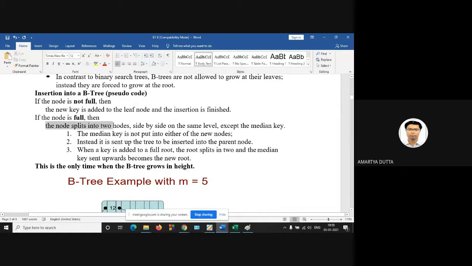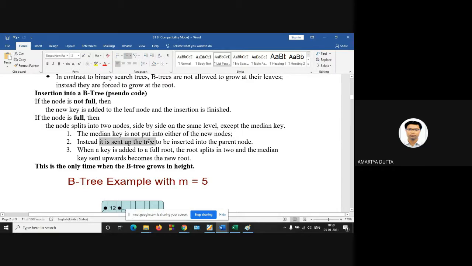We have to split the particular node into two nodes side by side on the same level, except the median key. The median key is not put in either of the new nodes. So the rule is that you split the node into two nodes side by side on the same level and find the median key, and the median key is not put in either of the new nodes. Instead, it is sent up.